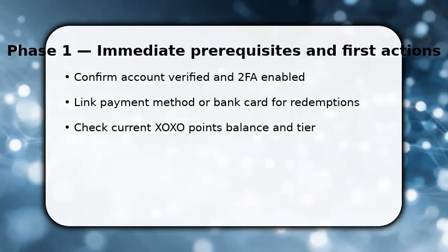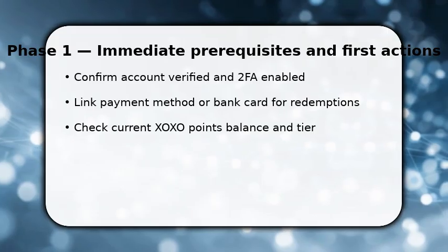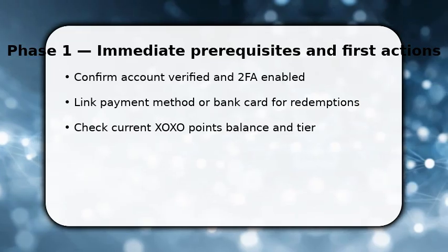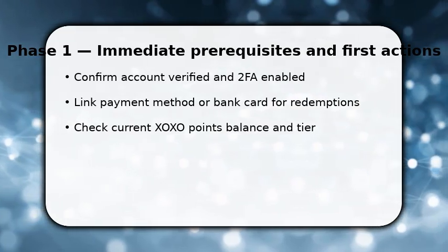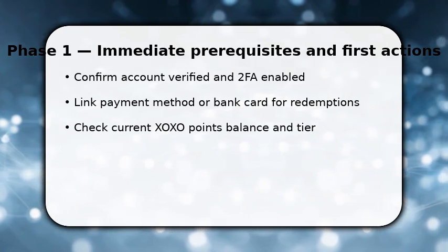Now open the Points Hub and scan available reward types, discounts, gift cards, or transfers. Make your first small test redemption, like a $5 gift card, to validate everything works. This first step avoids surprises and shows you immediate value from your points.